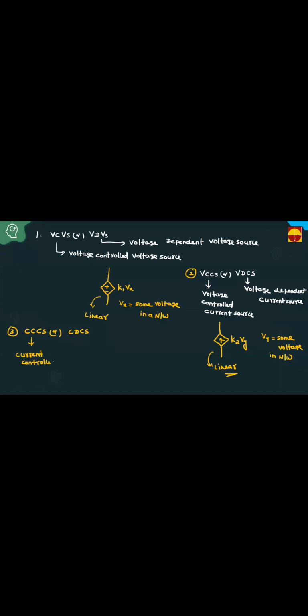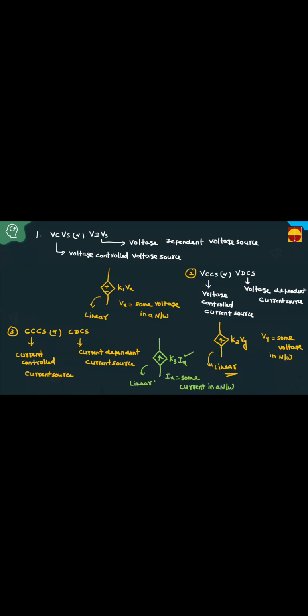Current controlled current source, or current dependent current source. Then how can we represent this one? We use the diamond symbol, like this: K3 times Ix, where Ix is some current in the network, in any branch. It is also linear.